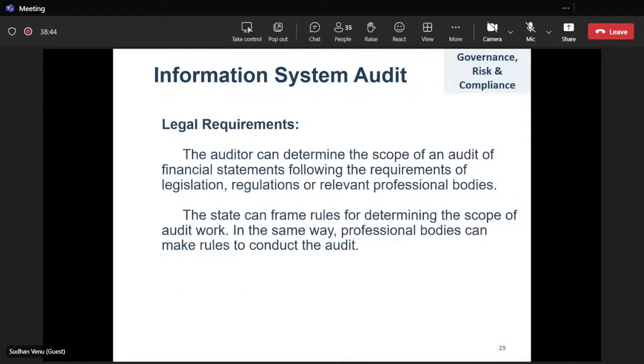So that is what we are explaining one by one. The legal requirement is that the auditor can determine the scope of an audit of the financial statement following the requirement of the legislation, regulations, and relevant professional bodies. The state can frame the rules of determining the scope of the audit work. In the same way, the professional bodies can make rules to conduct the audit.